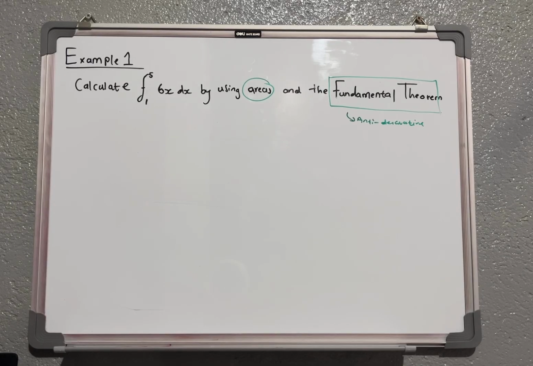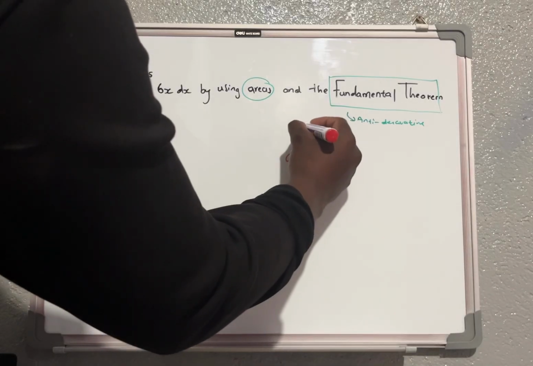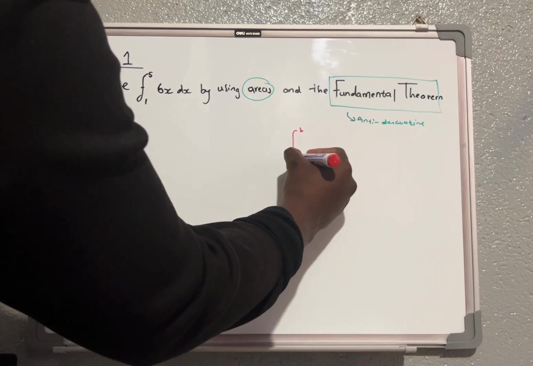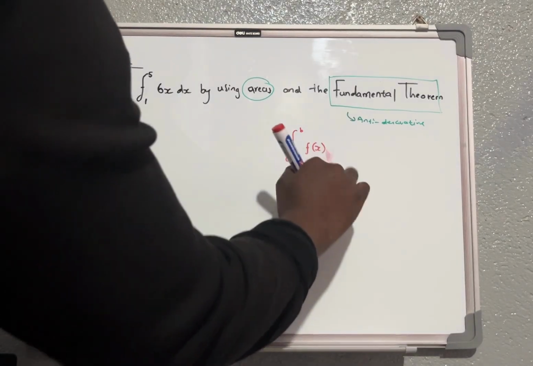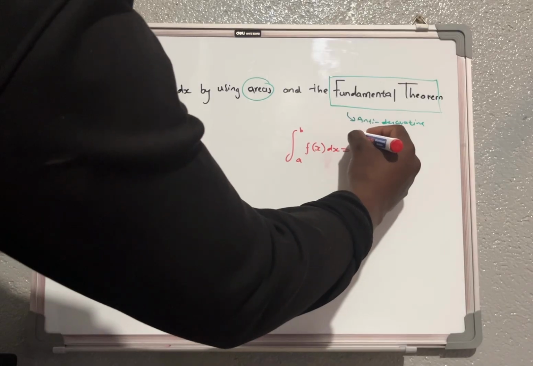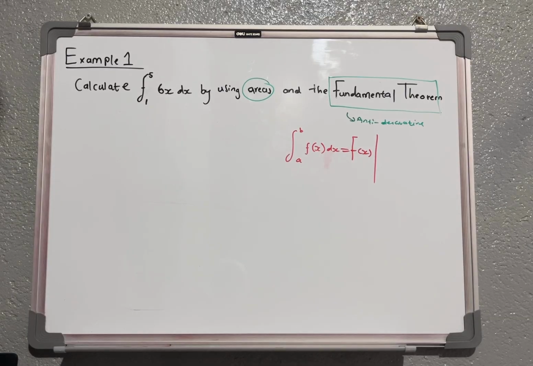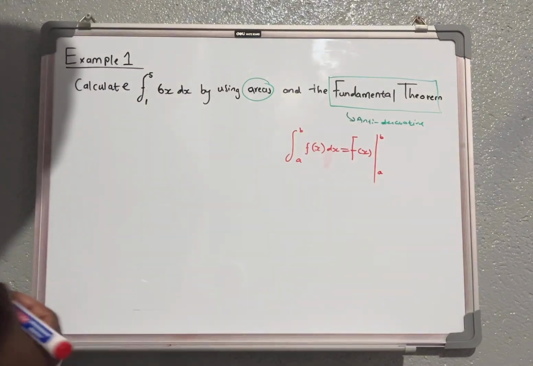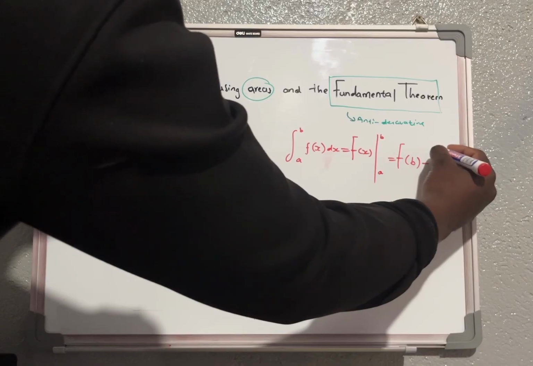With the fundamental theorem, you will always be given a formula that looks like this. You'll be given an integral between the region a and b, then you have your f of x and your dx. This is the same as F of x, evaluated between b and a. You always write your b at the top, then you have your a. This is the same as F of b minus F of a.